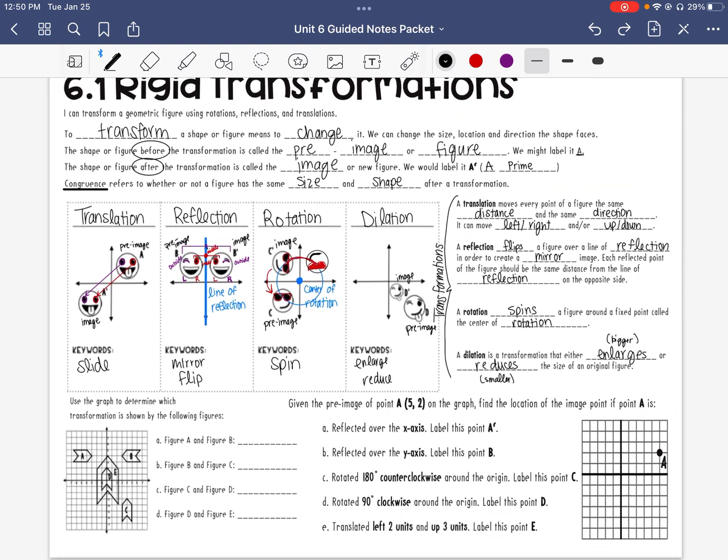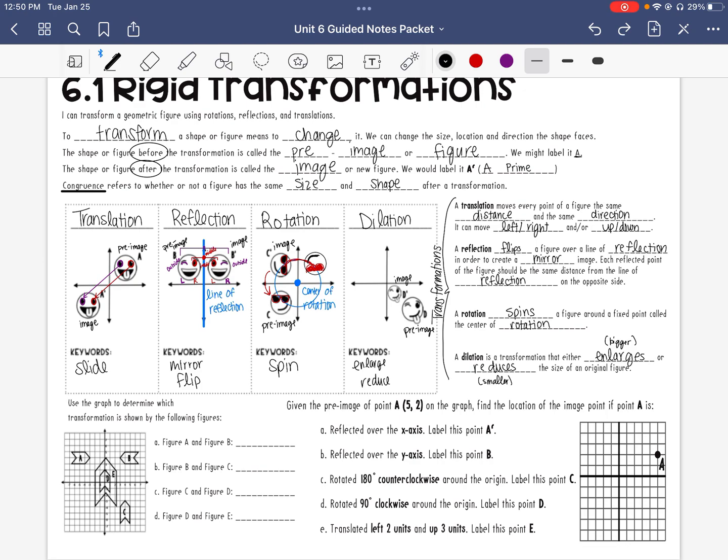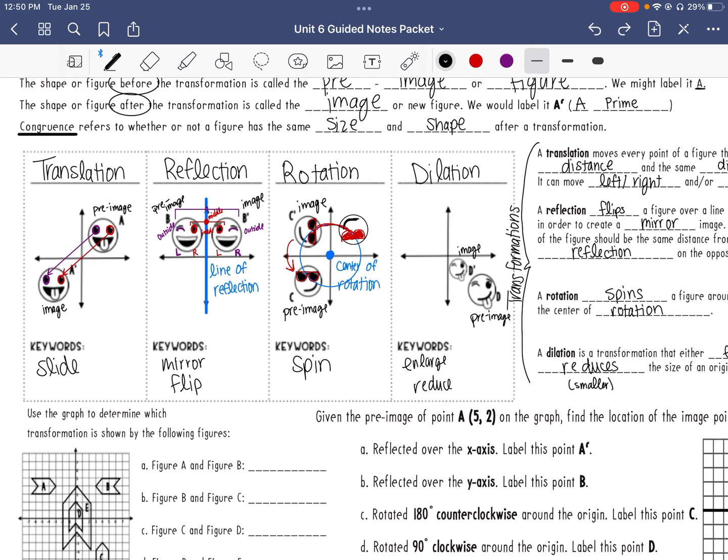Okay. All right. So I'm going to bring it back up here to the congruence. Congruence refers to whether or not a figure has the same size and shape after a transformation has been done to it. So I'm going to kind of put this in orange so you guys can see it. So congruence, this one, same size, same shape, it just got moved over. That one is congruent. This one, same size and shape, it's just been flipped over. This one is also congruent.